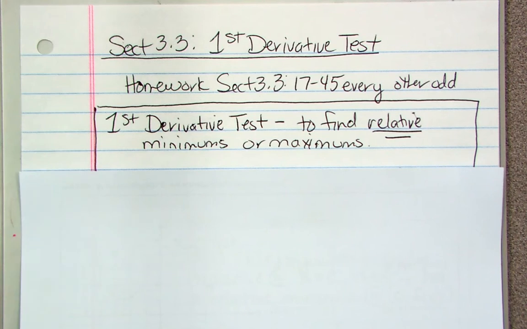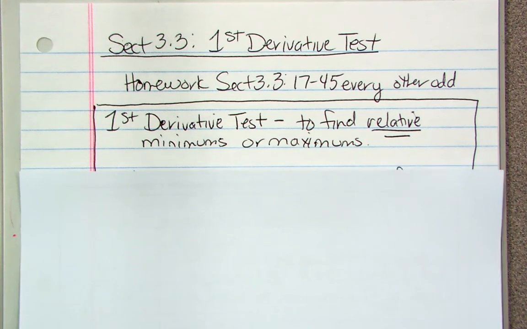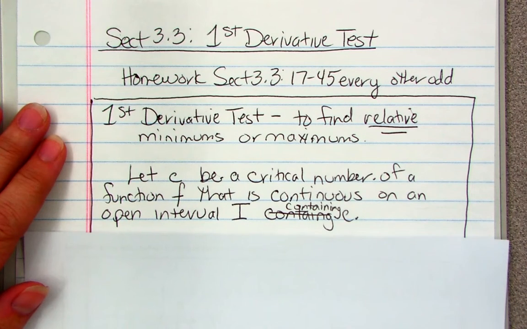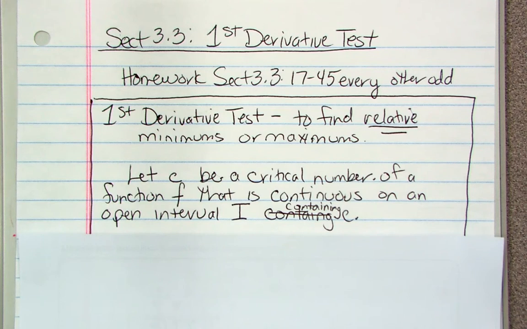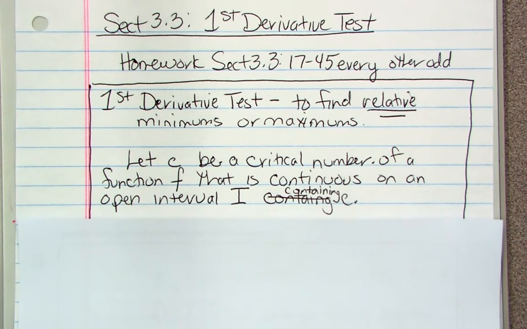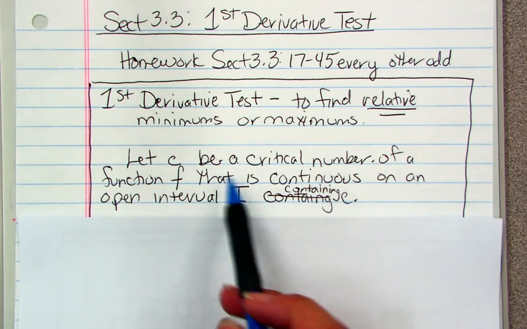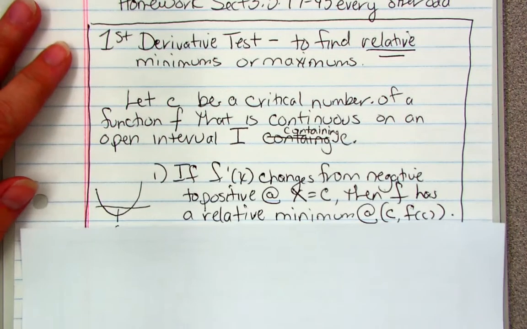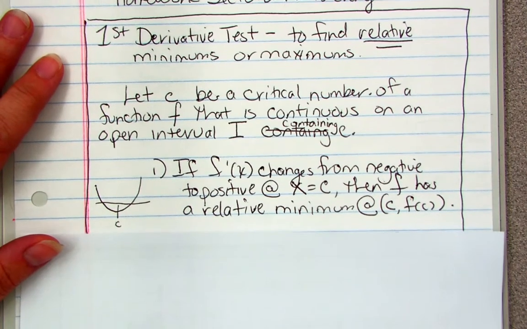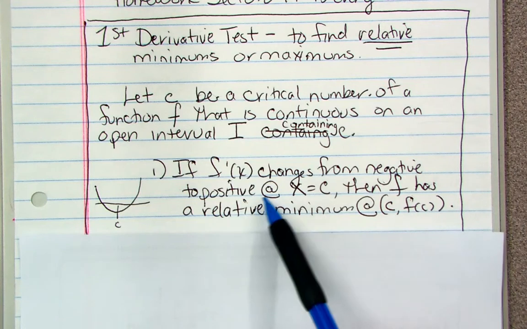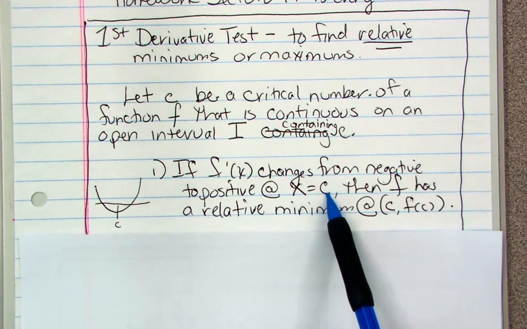So the first derivative test is in order to find relative mins and relative maxes on the original function. What you're going to do is you first need to find your critical numbers. So let C be a critical number of function f that is continuous on some open interval, call it I, and it must contain C, my critical number. Number one, if f prime of x changes from negative to positive at x equals C, my critical number, then f has a relative minimum at that point.